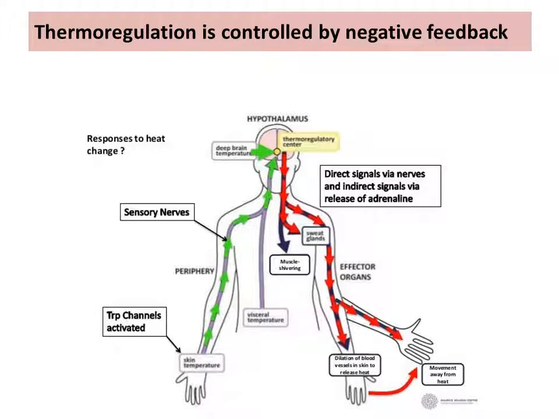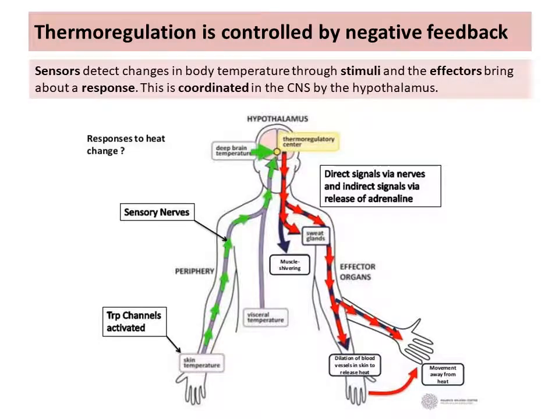And we've got a diagram here showing the different sides of the system which are working together to maintain a body temperature. So sensors detect the changes in body temperature through stimuli, so nerve endings in the skin, and other sensors which are sending information to the brain telling you about the core temperature, and the effectors bringing about a response. So this is the peripheral nervous system identifying that the body temperature is changing, and then this information is coordinated in the central nervous system by the hypothalamus, and it tells effectors what to do to actually change the body temperature to either warm yourself up or cool yourself down.